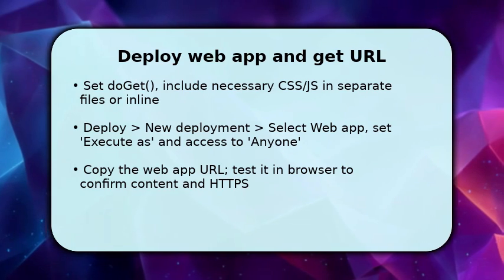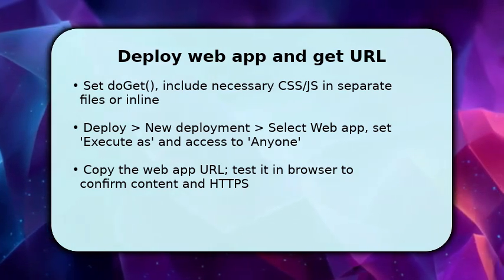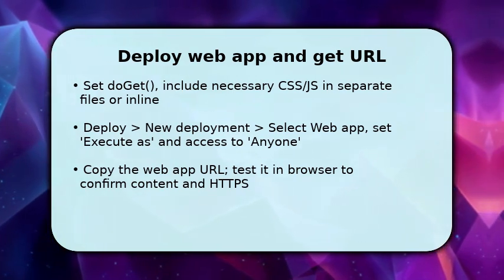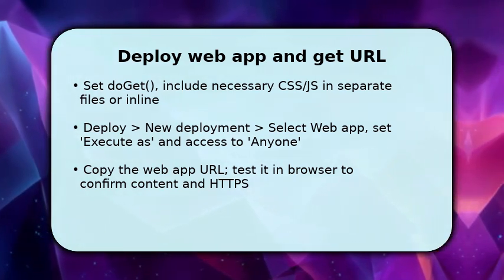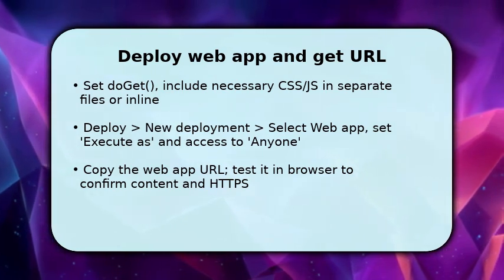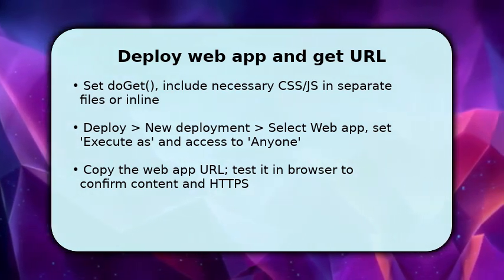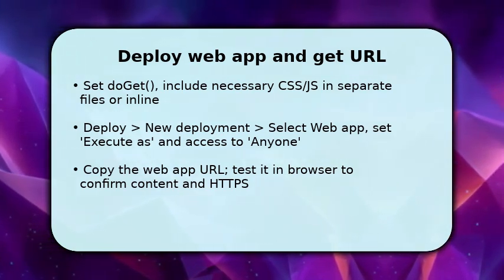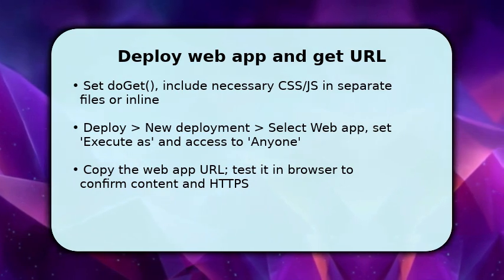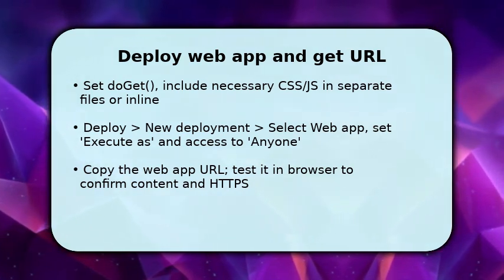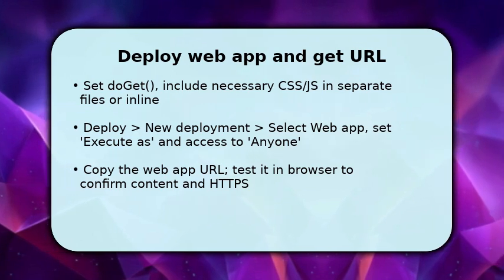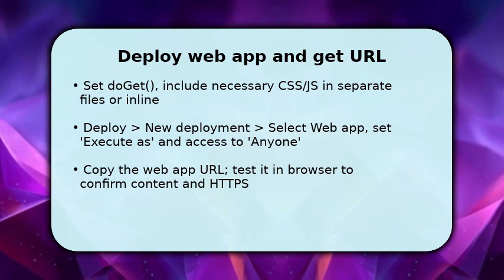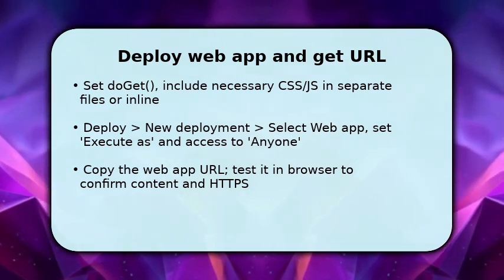Next, structure your HTML and supporting JS/CSS files inside Apps Script so the page is self-contained or loads resources you control. Go to Deploy, choose New Deployment, pick Web App, set Execute as Me and Who Has Access: Anyone or Anyone with link. This ensures sites can load it. Deploy and authorize required scopes. Copy the generated HTTPS web app URL and open it in a new tab to verify the page renders and scripts run. Make corrections and redeploy if something fails.